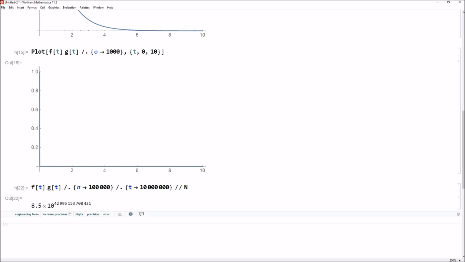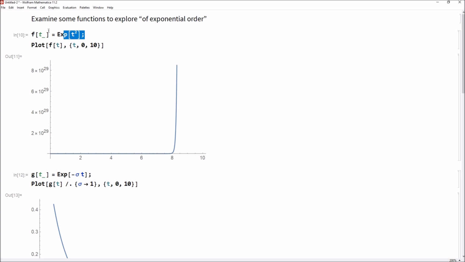As t goes to infinity, eventually this thing is going to blow up. So in this case, you cannot find a sigma value that is going to make the product here go to 0 as time goes to infinity. So in this case, this function is not of exponential order. E to the t squared is not of exponential order, and therefore we don't expect it to have a Laplace transform.